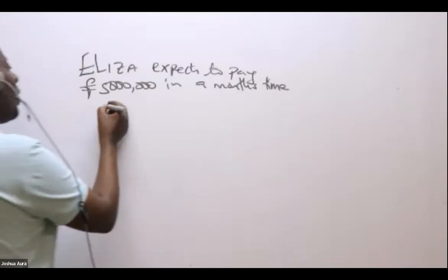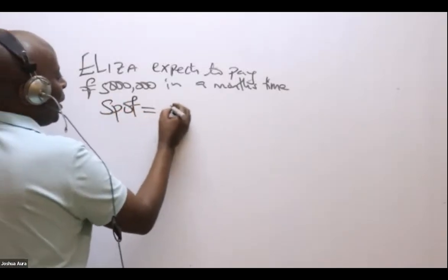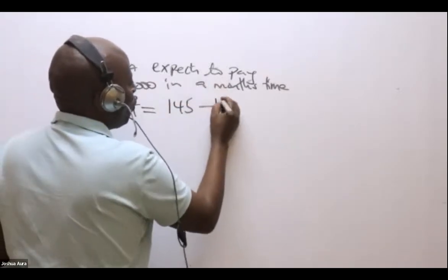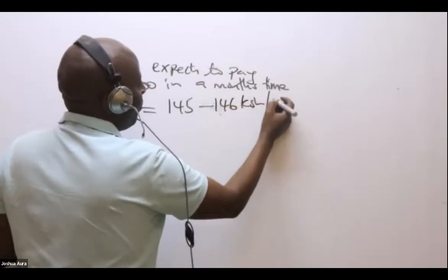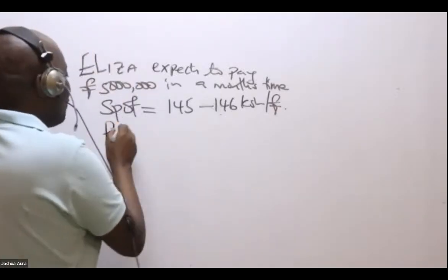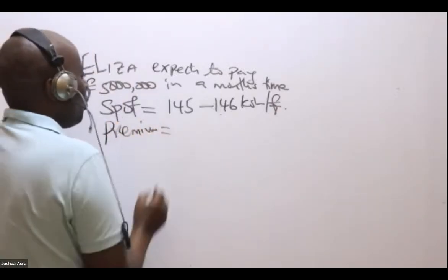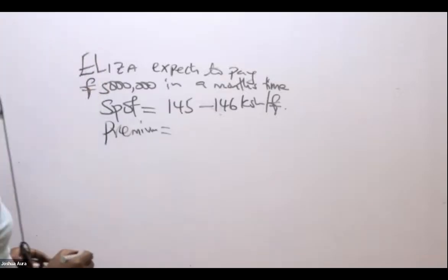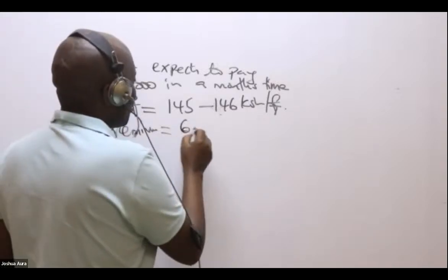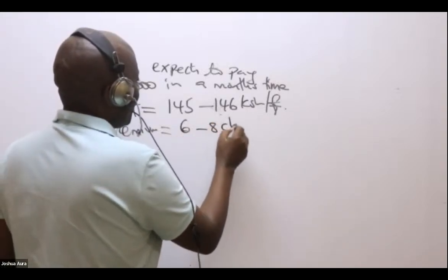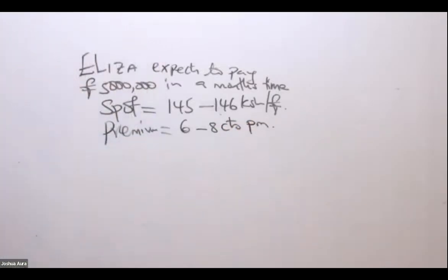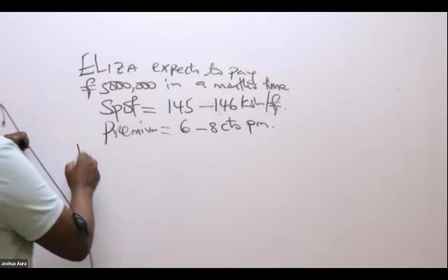Now, in this case, we have been given the spot rate. The spot rate is 145 to 146 Kenya shillings per British pound. And then they have gone ahead to give us the premium. I want to kill 2 birds with 1 stone. So if you have a premium of say 6 to 8 cents, you write it like this, that premium.